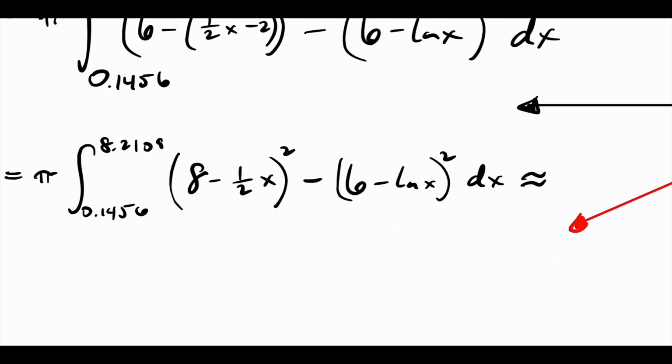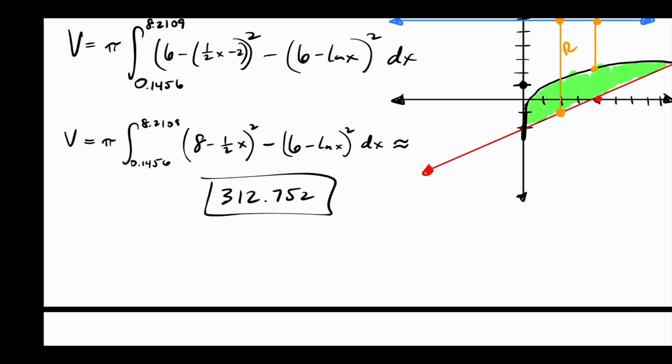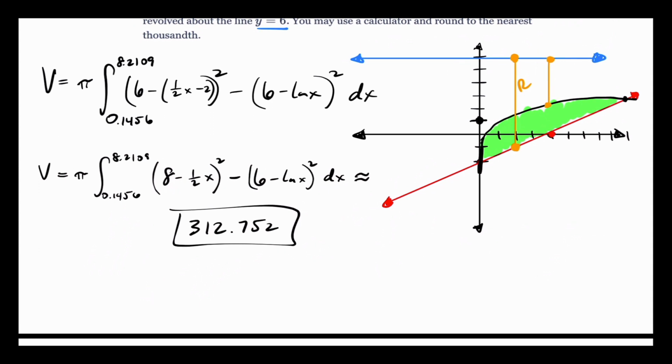And then what do you guys get? What'd you guys get, those of you that did it? I got 312.752. All right. All right, so we'll stop there for today. Tomorrow, what we're going to focus on is revolutions the other way. So dy revolutions, right? Okay, yeah, let me change this to make it. Okay.